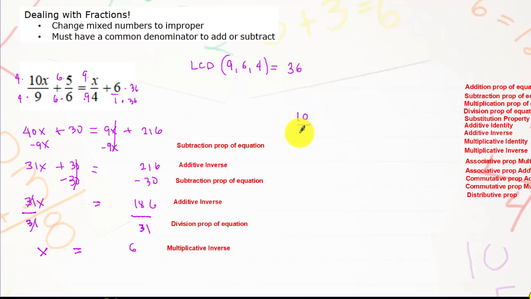So 10 over 9. Replace your x here by 6. Plus 5 over 6. Is this equal to the right side? x over 4. But x is equal to 6. 6 over 4 plus 6.